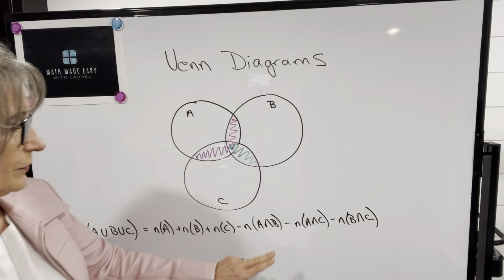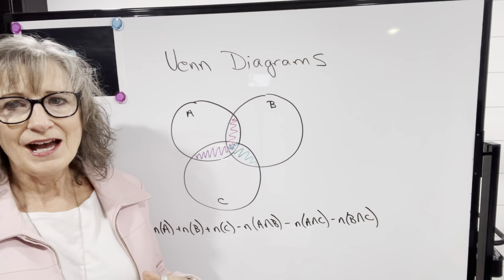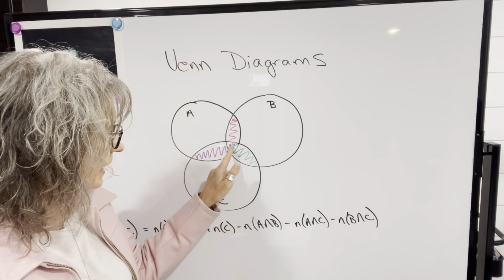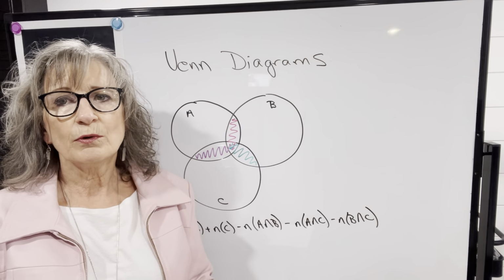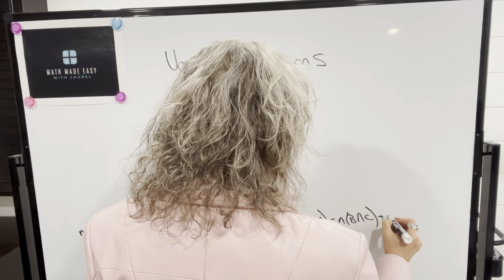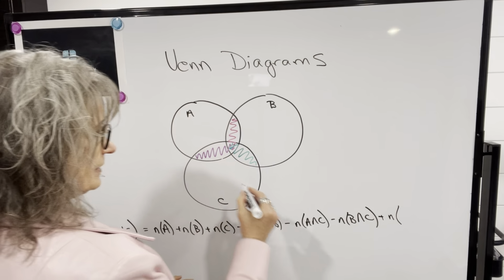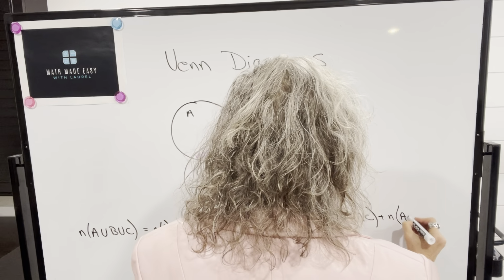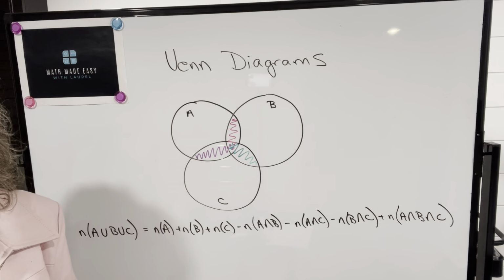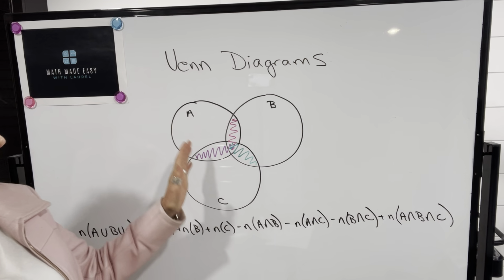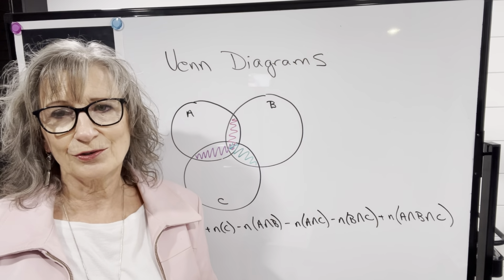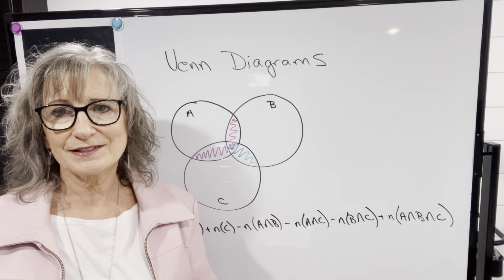So that's the symbol we use for intersection. However, if we subtract each of those, we've subtracted this totally. So we want to make sure we have one of those. So we're going to add the intersection of A, B, and C. So that's going to be the formula to find the union of all of the elements in those three categories without any repetition of any elements.